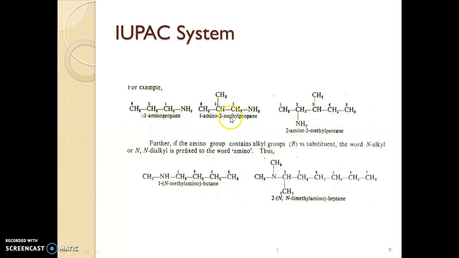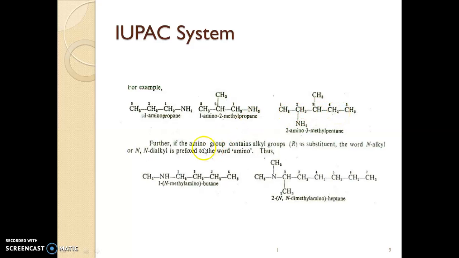Then next is the second structure. This is the longest continuous chain. At the first position the amino group is present, at the second a methyl group. So it will be 1 amino 2 methyl propane. Then the third structure: again the longest continuous chain is 5 carbons, at the second position the amino group, at the third position a methyl group. So it will be 2 amino 3 methyl pentane.